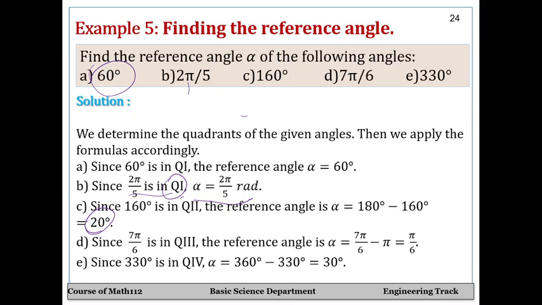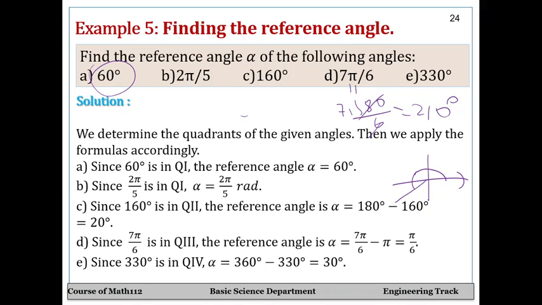7 pi over 6. You can do it like 7 times 180 divided by 6, which is 210. So where is 210? It's a little more than 180, so 210 is here, and we have this angle here. This reference angle has to be 210 minus 180, which is 30 degrees. And what is 30 degrees in radians? It will be pi over 6.